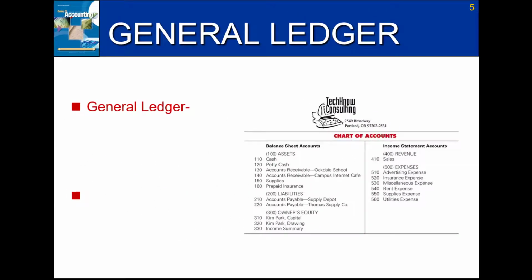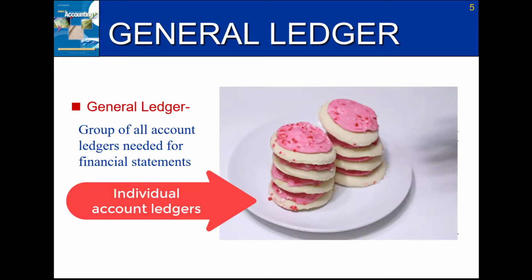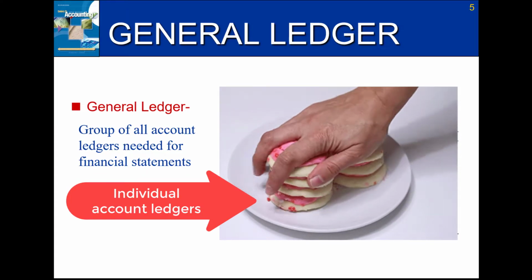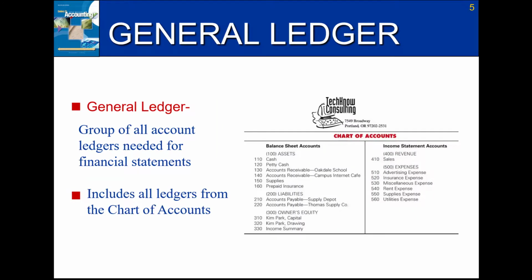So one more vocab word for you is the general ledger. When we say the general ledger in a business or in an accounting sense, we are talking about all the ledgers that are needed for our financial statements. So as I said, you're going to have a ledger for every single account you have: cash, accounts receivable, supplies, prepaid insurance, accounts payable, capital, drawing, sales, and all your expenses. When you take all of those ledgers and you stick them together, that is the general ledger. So think of it as one big book. And like I said, it's going to include all the ledgers from the chart of accounts.